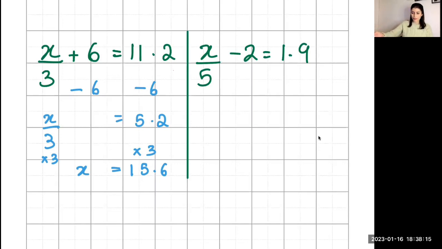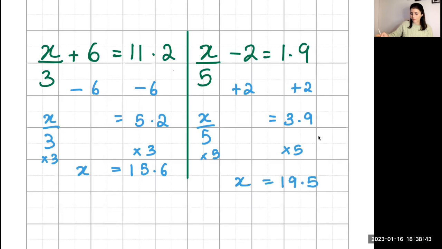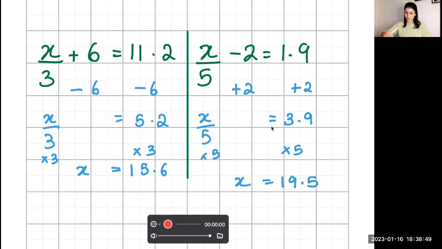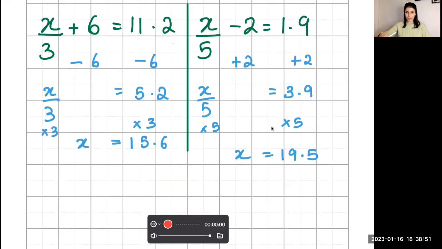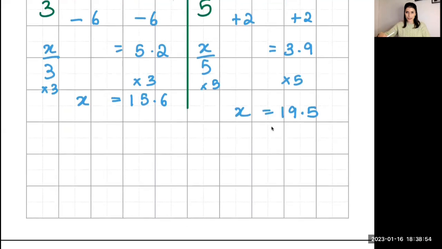So it's x divided by 5 take away 2. So you're going to start with the take away 2 part. So let's add 2 to both sides. And you get x divided by 5 equals 3.9. Then to get rid of that divide by 5, we times 5. And then you'll be left with x is equal to 19.5. Any questions you can write in the chat? And I'm going to move down to the next one.